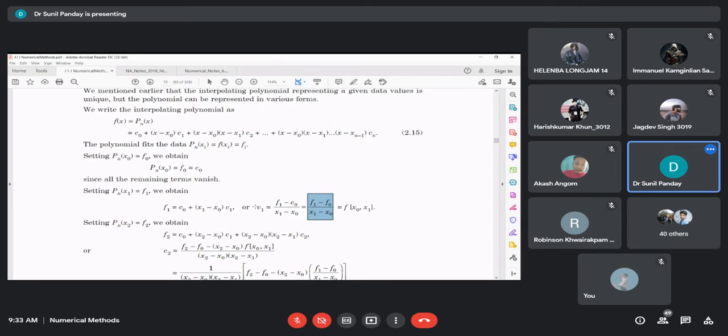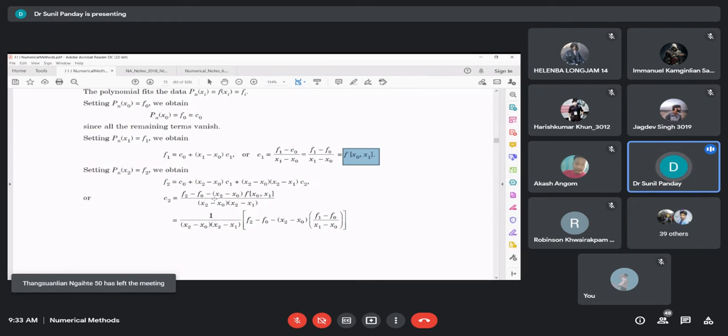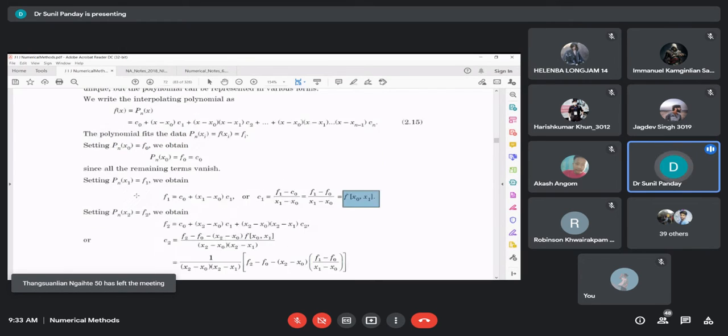This is C1. And if you remember the definition of divided difference, this is the first order divided difference of x naught and x1. So C naught is f of x naught itself, and C1 is the first order divided difference of x naught and x1. Now to calculate C2, again I substitute x equals to x2 in this formula.